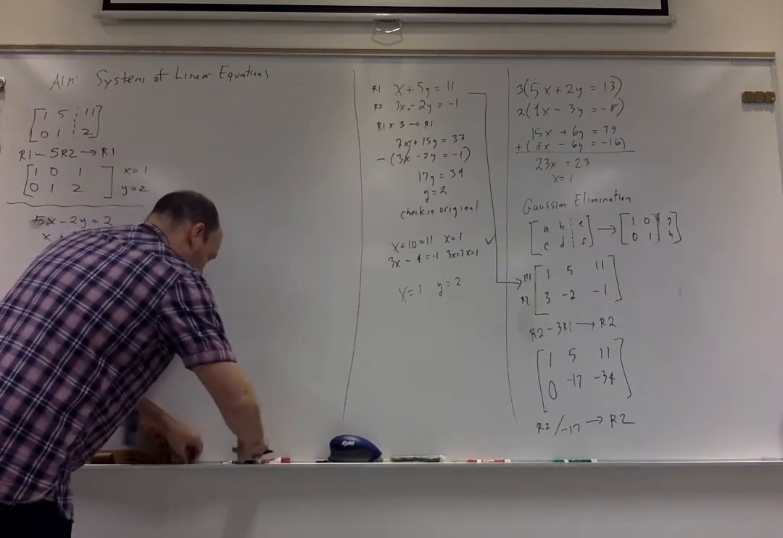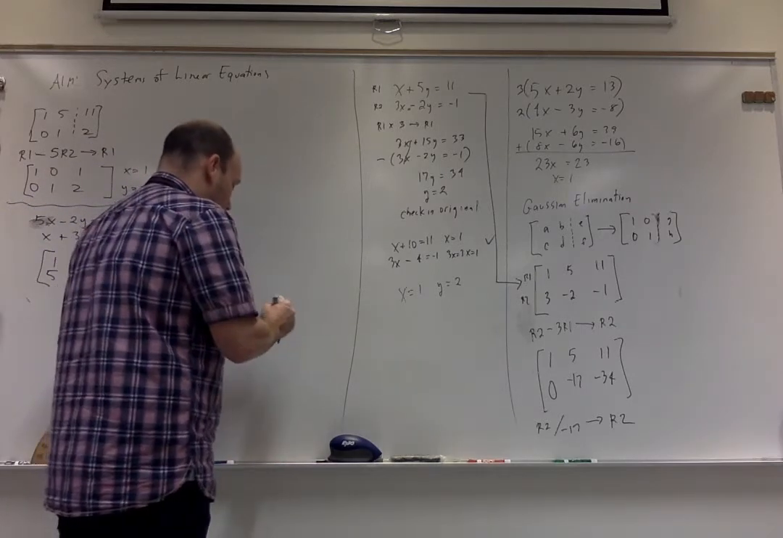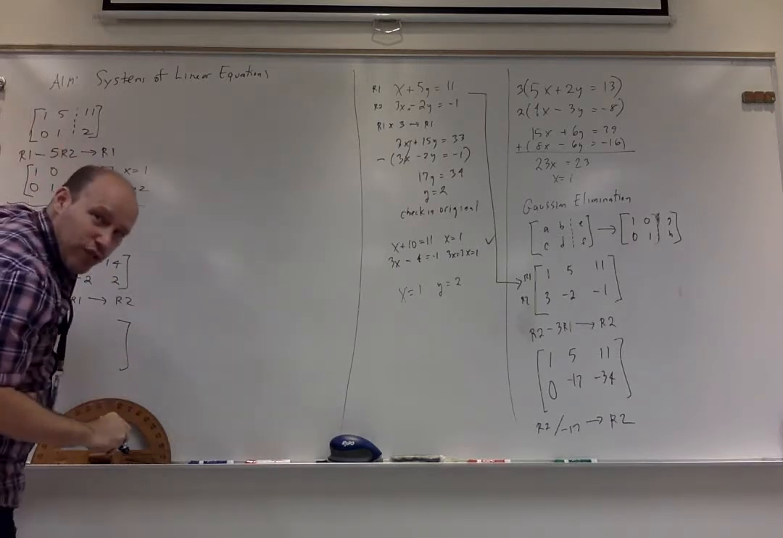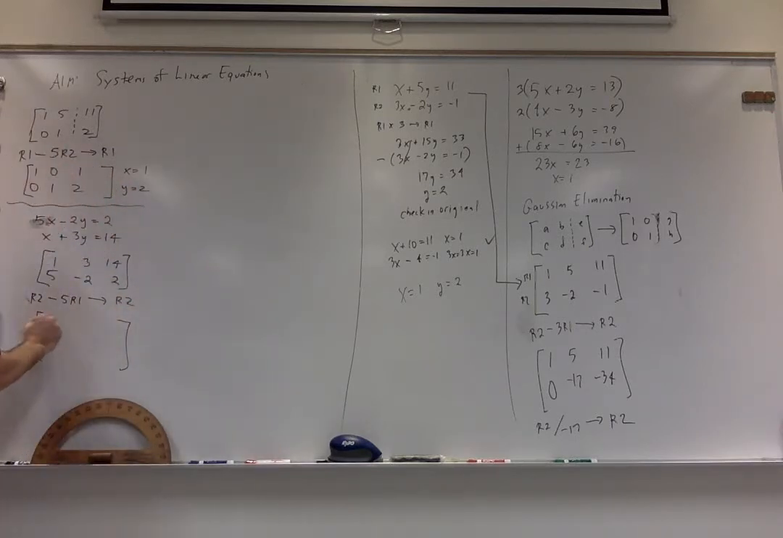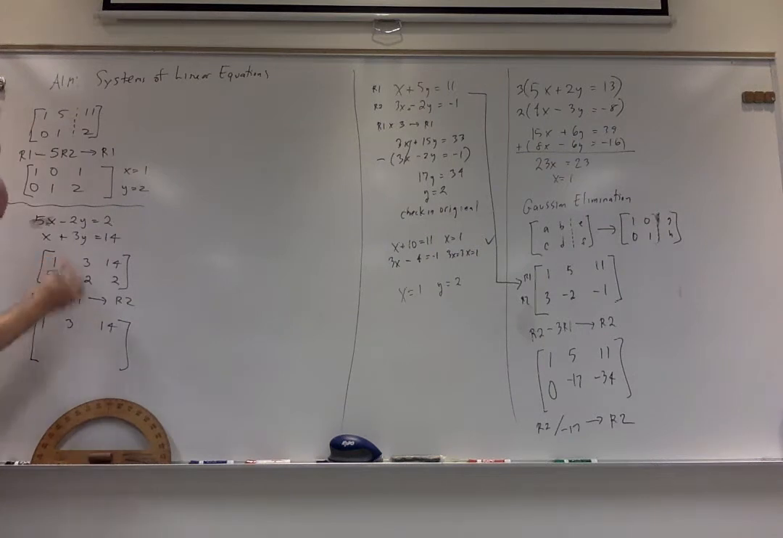Okay, so, sorry, let me close my caps. I want you to think about this for a second. Okay, so I need to take care of row 2. So row 2 minus 5 times row 1 is my new row 2. Were there any instructions for row 1? No, leave it. 1, 3, 14. Were there instructions for row 2? Yes. 5 minus 5, 0. -2 minus 15, -17.